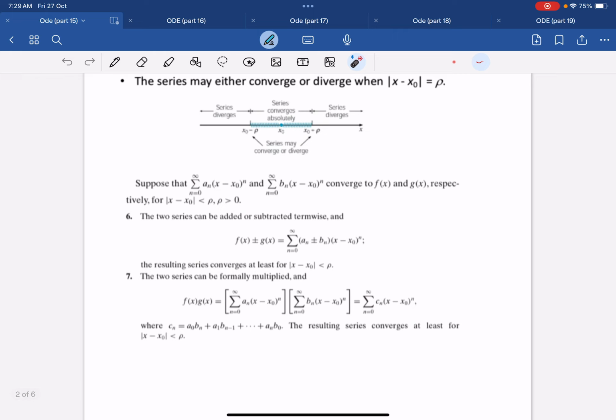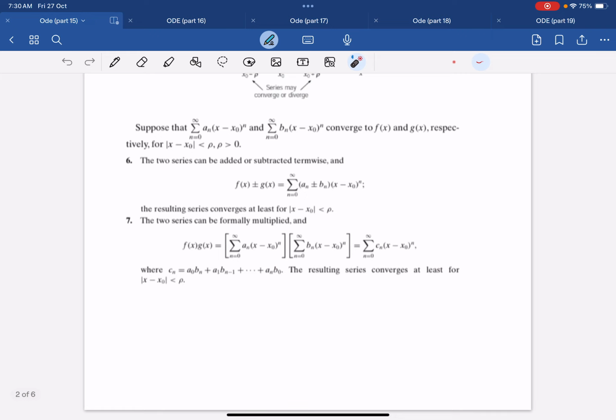Now we take two series that converge in the same interval. When you add or subtract them termwise, this is the resultant series you get, and what you know is that it converges as well. They can also be multiplied together, and this convolution product will also converge.